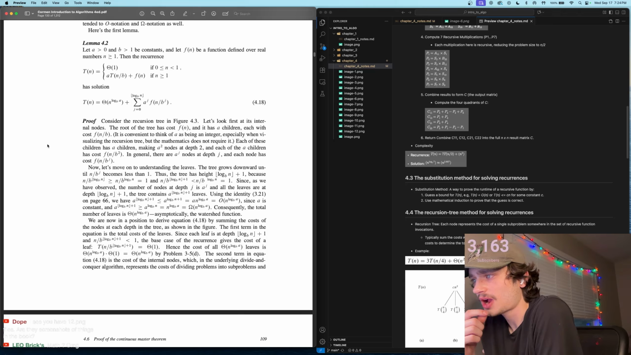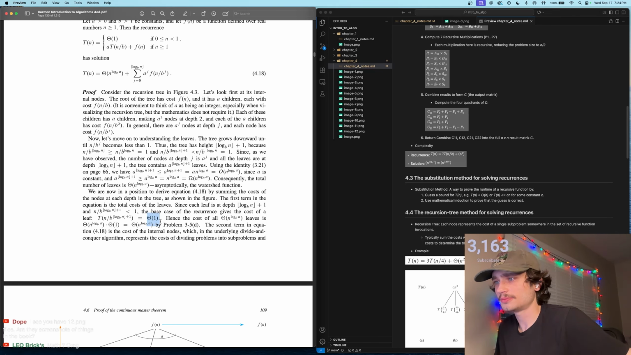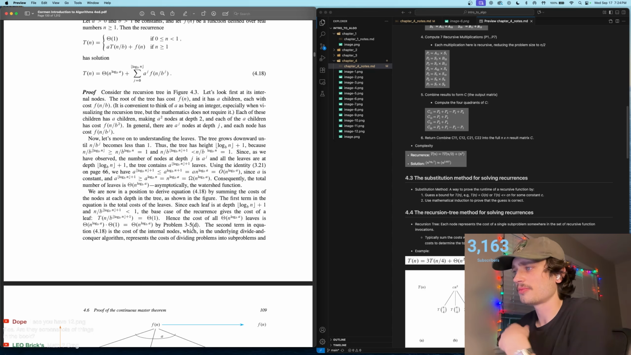We are now in a position to derive equation 4.18 by summing the costs of the nodes at each depth in the tree, as shown in the figure. The first term in the equation is the total cost of the leaves. Since each leaf is at depth floor(log base b of n) plus 1, and n over b to the power of floor(log base b of n) plus 1 is less than 1, the base case of the recurrence gives the cost of a leaf equal to big theta of 1. Hence, the cost of all big theta of n to the power of log base b of a leaves is big theta of n to the power of log base b of a, by problem 3-5D.